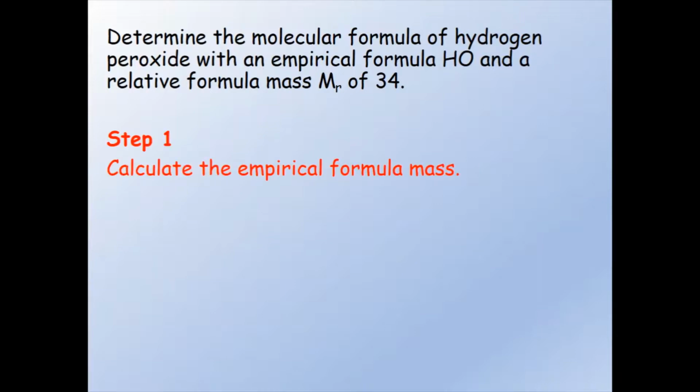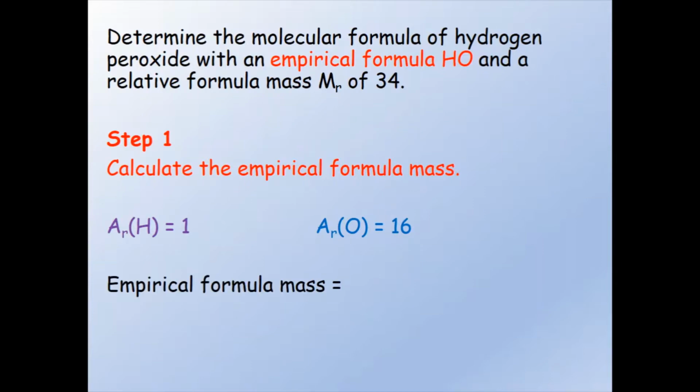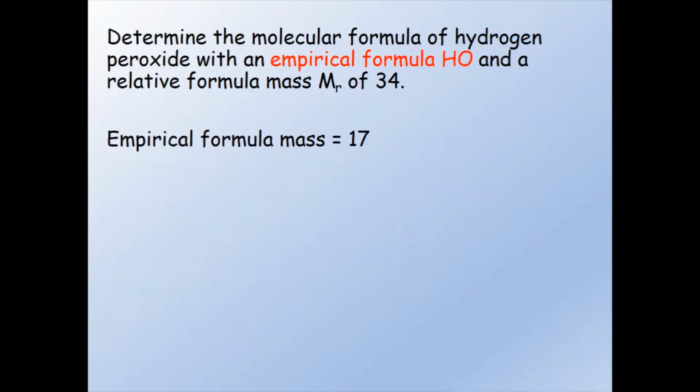Step 1 was to calculate the empirical formula mass. The empirical formula is HO, and we have to look on the periodic table to find the relative atomic masses so we can add them together to get the empirical formula mass. The relative atomic mass for hydrogen is 1, and the relative atomic mass for oxygen is 16. So empirical formula mass equals 1 plus 16, which gives us 17.